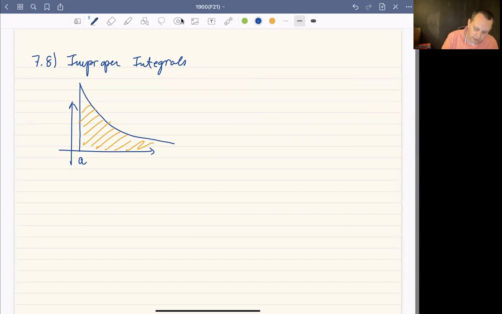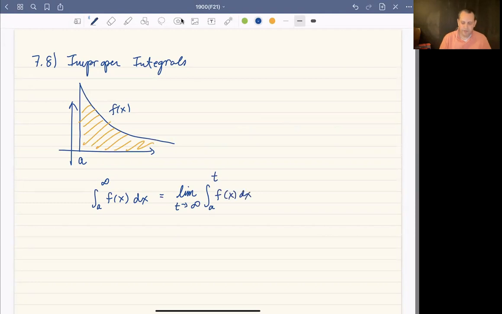And so here's how we're going to deal with this. Let's just call this function f. If we integrate f from a to infinity, the way that we're going to think about this is as the following limit: the limit as t goes to infinity of the definite integral from a to t of f of x dx. That's the way I like to think about this. I think the book uses capital N instead of t, but whatever. So this is going to be the limit of definite integrals.